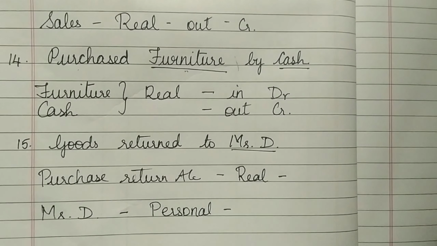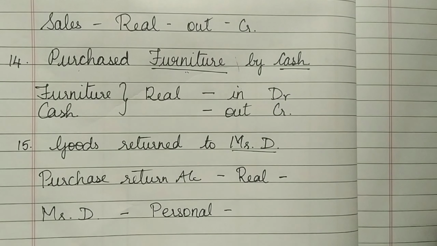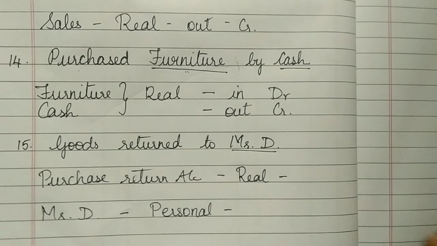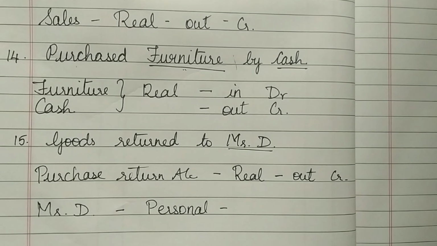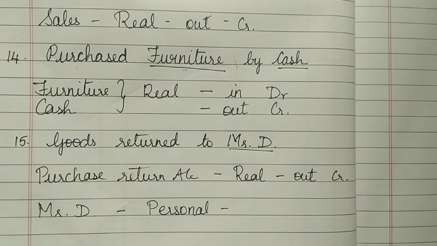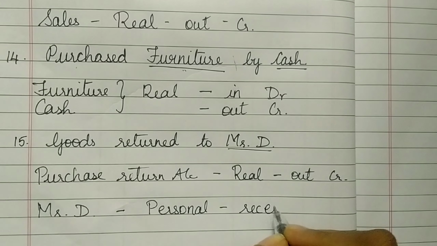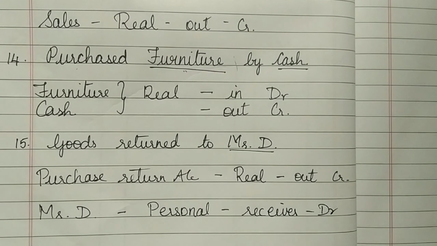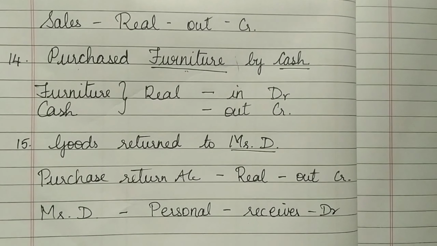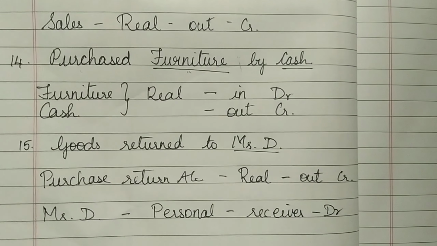So according to the real account rule, debit what comes in, credit what goes out. Now I am returning goods back to D. So my goods are going out, therefore I am going to credit it. Now Mr. D is receiving the goods, so he is a receiver. Therefore, I am going to debit it according to the golden rule of the personal account, debit the receiver. So, Mr. D is debit, purchase return is credit.